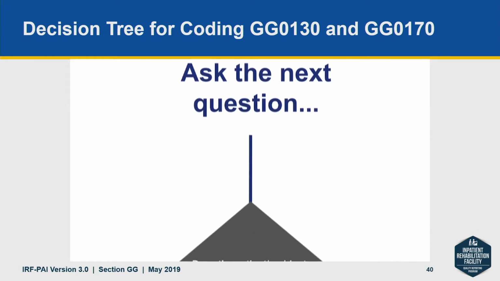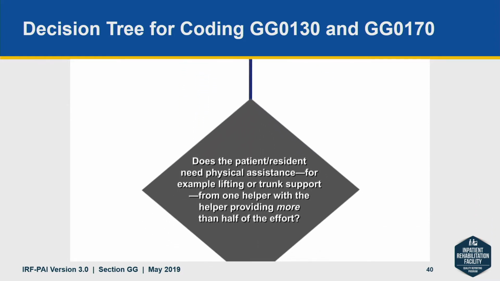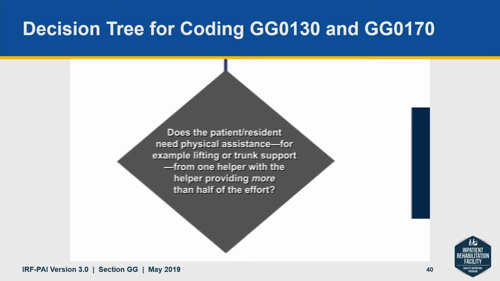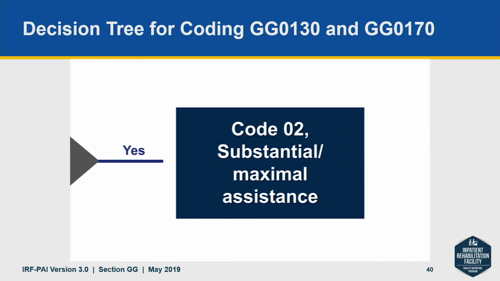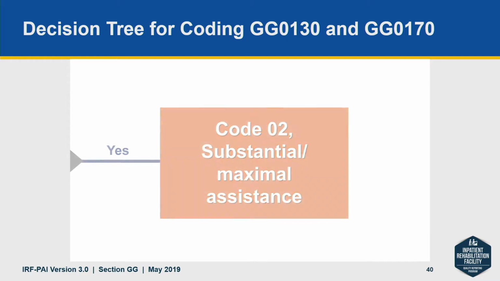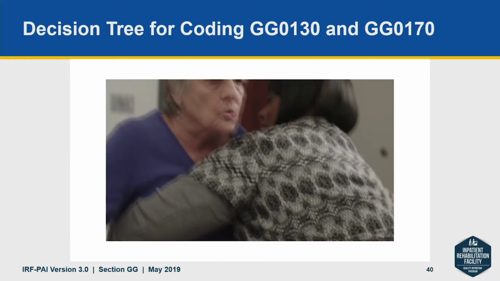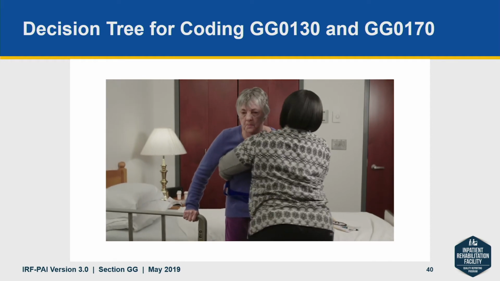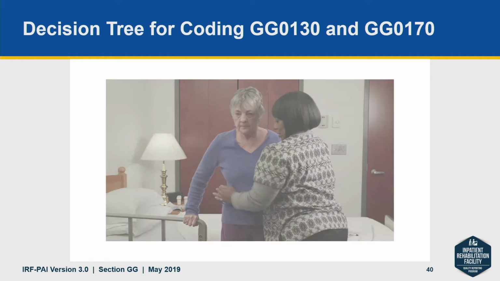The fifth question in the decision tree asks, does the patient or resident need physical assistance, for example, lifting or trunk support from one helper, with the helper providing more than half of the effort? If the answer to this question is yes, the correct code for this patient or resident is 02, substantial maximal assistance. Let's review an example of the same patient, Mrs. Jones, completing the sit-to-stand activity, but this time with substantial maximal assistance.